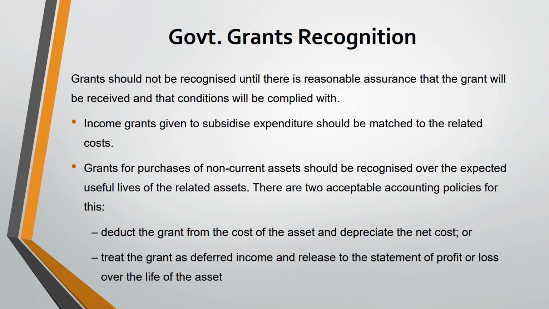Most of the time this question is asked as a discussion question rather than a calculation, but they might ask it as a calculation to show how it should be accounted for. Then you should be able to apply these two accounting policies: deduct it from the cost of the asset or show it as a deferred income. So make sure that you know. And if it's an income grant, it's simple. You just need to match it with the related costs. So that's it for government grants.